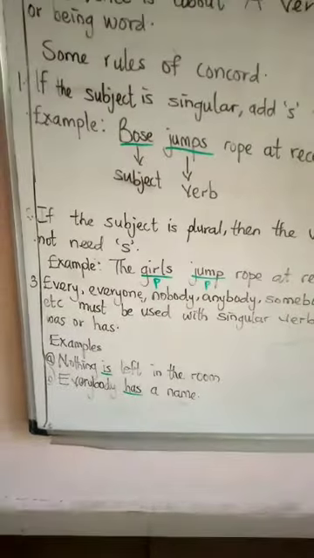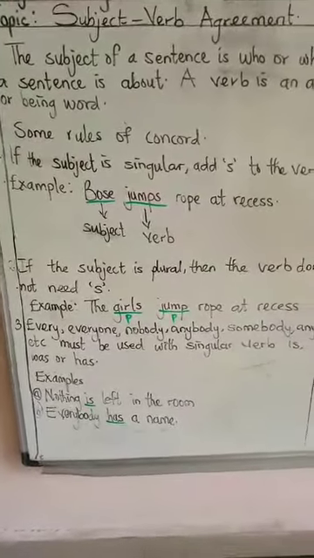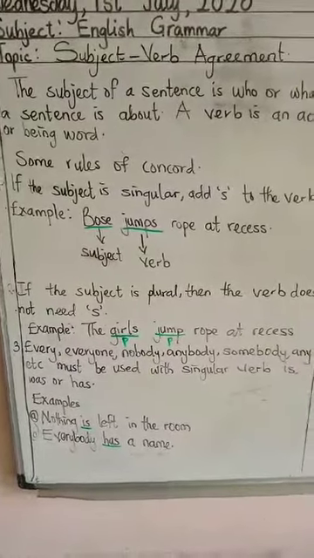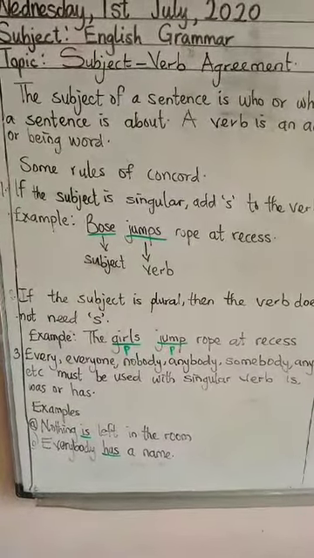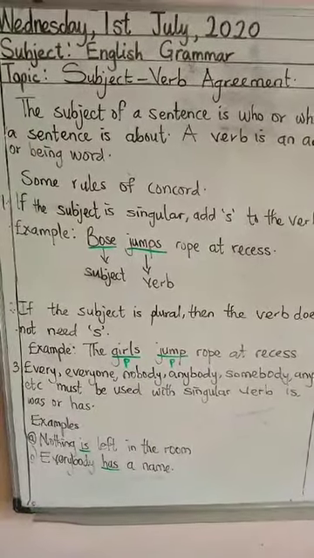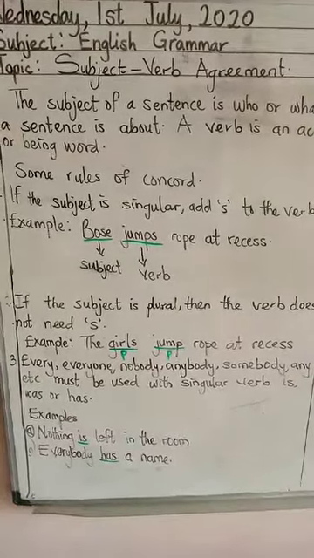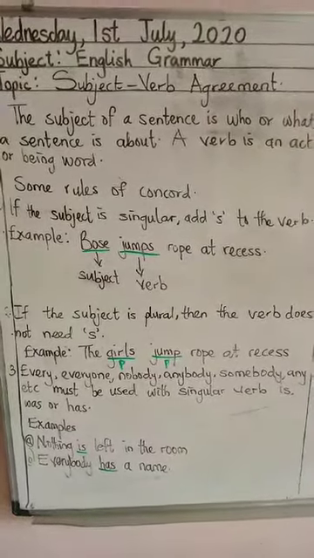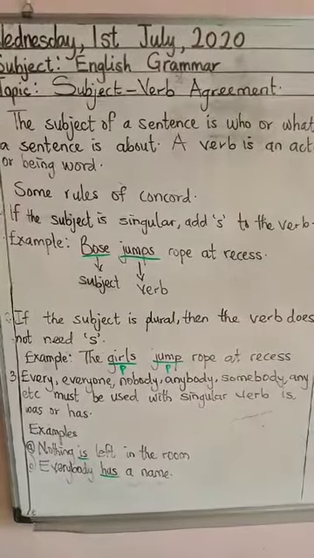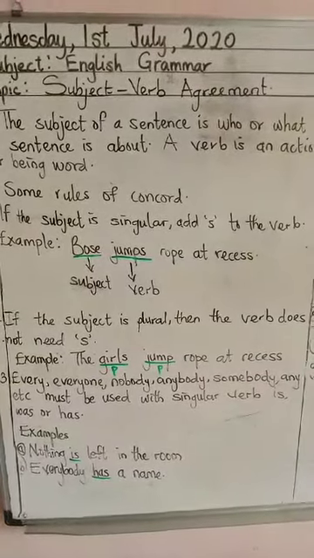Okay, now today we are working with 3 rules. If the subject is singular, you add s. The second one says if the subject is plural, then the verb does not need s. While the third one, we have several words on the board that must be used with the singular verb is, was, or has. And remember, your subject and your verb must be in agreement. How do you know if it's singular or plural? Identify your subject so you know when to add s or not.